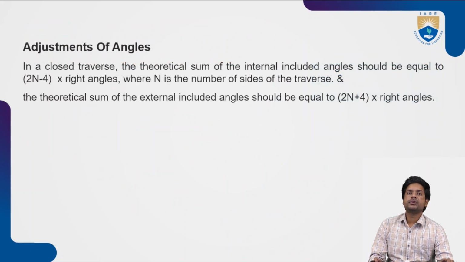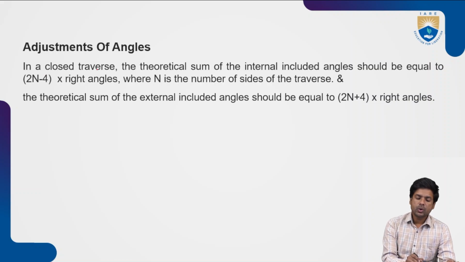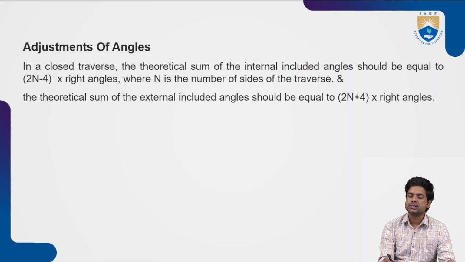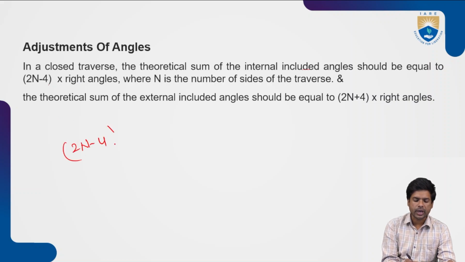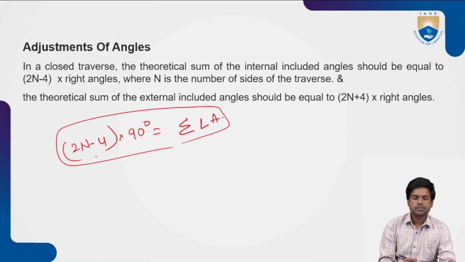Now, adjustment of angles. After calculating the included angles, how do we cross-check whether they are correct or not? See, in a closed traverse, the theoretical sum of interior angles should be equal to 2n minus 4 into right angles. That means 2n minus 4 into 90 degrees. So the sum of all the included angles should be equal to this particular value, that is 2n minus 4 into 90 degrees.